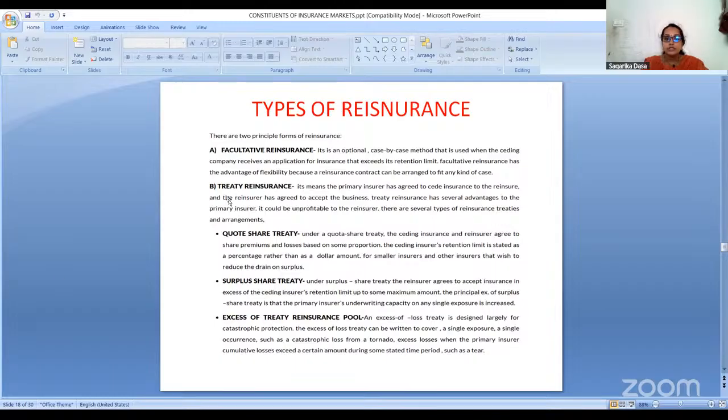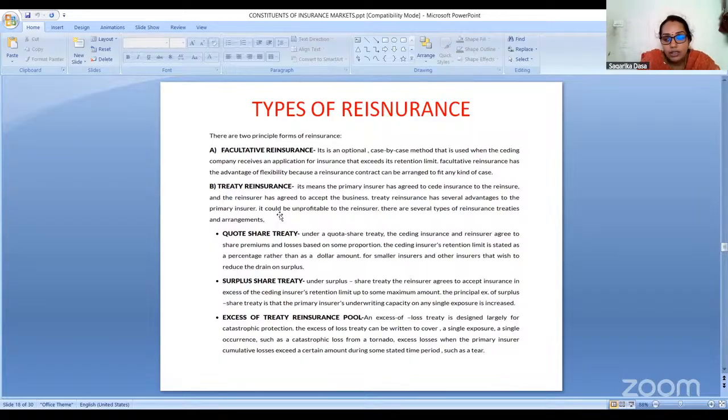Then treaty reinsurance means the primary insurer has arranged a cession of insurance to the reinsurer, and the reinsurer has agreed to accept the business. Treaty reinsurance has several advantages for the primary insurer. It could be unprofitable to the reinsurer. There are several types of reinsurance treaties and arrangements. Treaty reinsurance means they will come to an understanding, that is, the insurance companies will agree and accept the business that they are going to deal with. So that is treaty reinsurance.